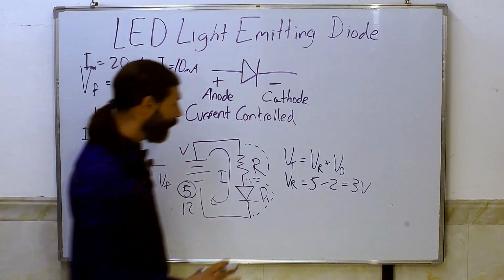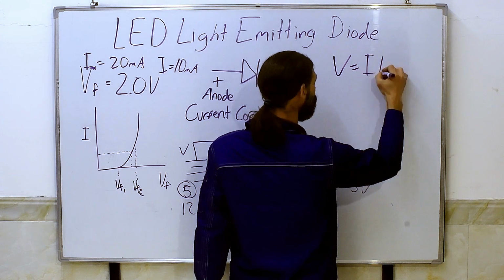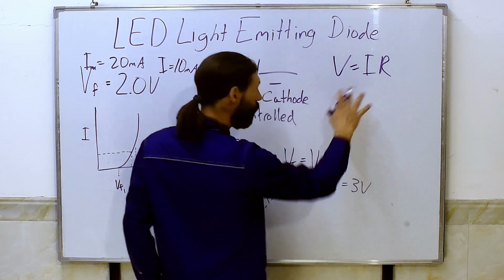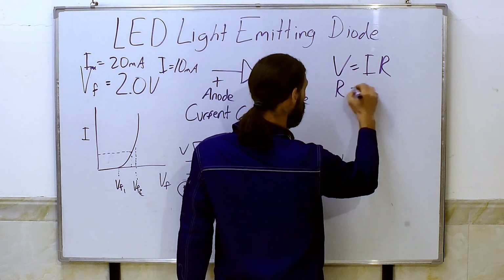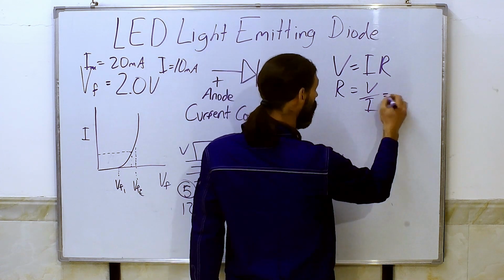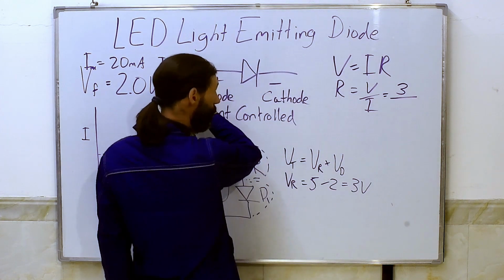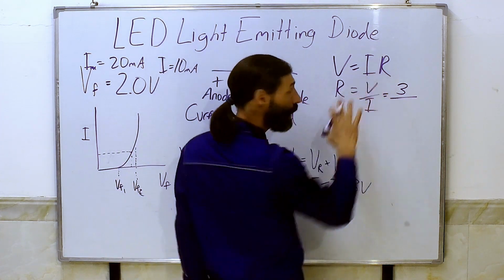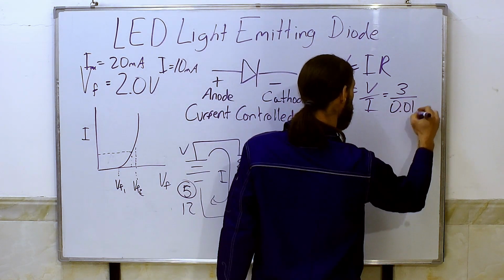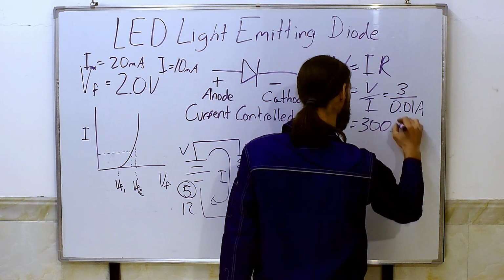So the equation we need to use is Ohm's law, V equals IR, and we're looking for R, so let's rearrange. R is equal to V over I. We know that the voltage drop is 3 volts, and our current is 10 milliamps. But when we use this equation, we have to use amps for our units. So 10 milliamps is 0.01 amp, and that's going to give us an R of 300 ohms.